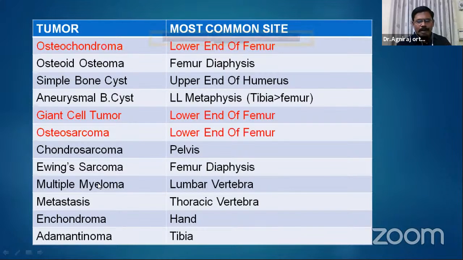Okay. So multiple myeloma, most common site is lumbar vertebra. Metastasis, most common site is thoracic vertebra. Most common metastasis causing bone secondaries: in females, it is breast carcinoma. In males, it is lung carcinoma. Okay. Enchondroma, as I told you, it is more common in the hand. Adamantinoma is common in the tibia. So you should remember this also while reading the tumor X-ray.